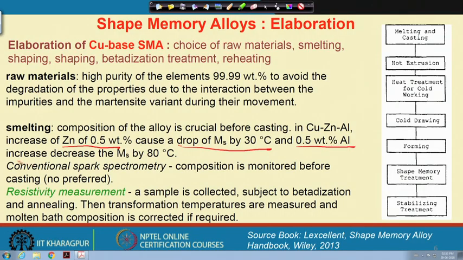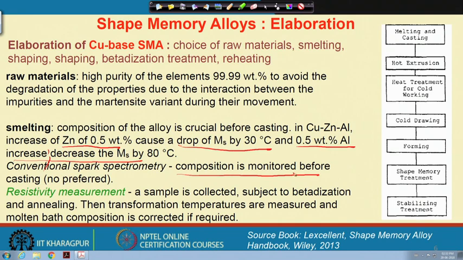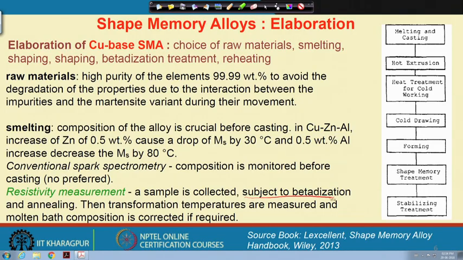Very similar, if it increases, then there will be a decrease of the MS by 80 degrees centigrade. However, the typical way of measuring composition in an alloy is by conventional spark spectrometry, which does not give very accurate results. In that case, we simply collect a liquid alloy and solidify it by casting, which is subjected to beta digestion.